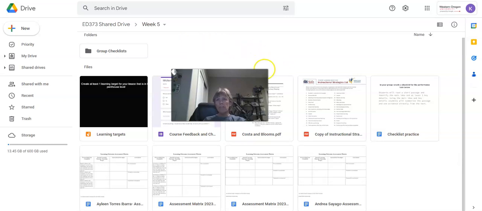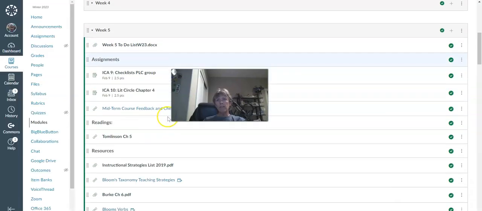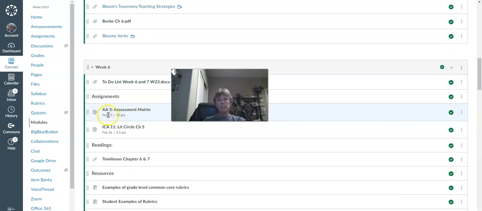So again, week 5, you are completing the assessment matrix. That is what is due this week on the 14th. And just let me make sure I have that date right. So week 5, week 6, assessment matrix. Yep, on the 15th, you will turn that in.